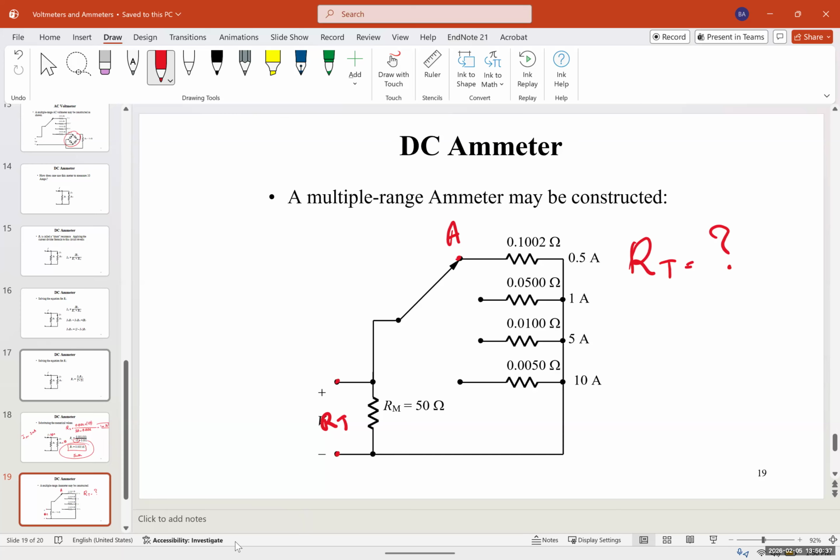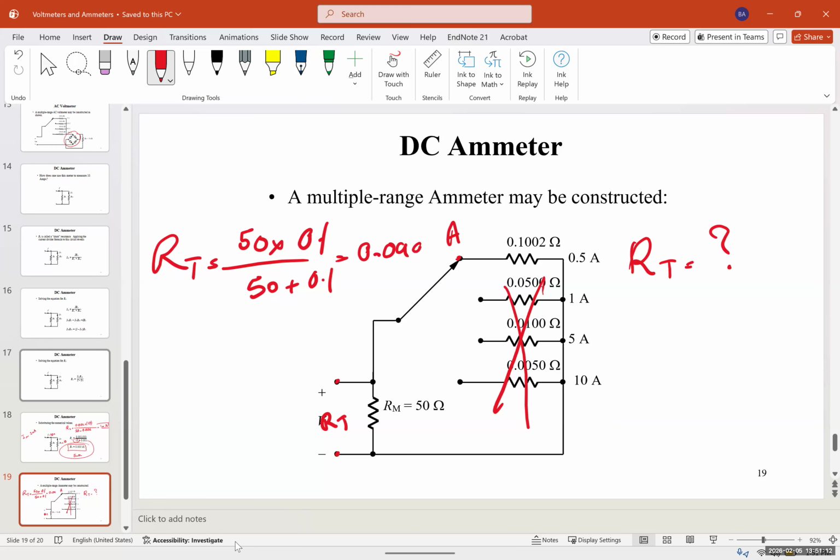So these two are in parallel. RT would be equal to, again, these are not connected, these two are just in parallel. It's going to be 50 times 0.1 over 50 plus 0.1. When two resistors are in parallel, the total resistance is smaller than the smallest one. So if you have a multiple choice in the FE and the options are like 51, 5, 10, 0.1, and 0.9, it's going to be 0.9. So this would be around 0.099, something like that, a little bit smaller than this. You can see that the 50 ohm doesn't make a lot of difference.